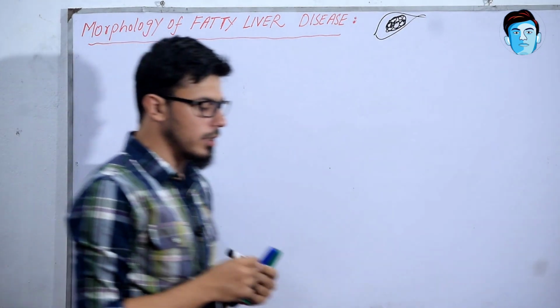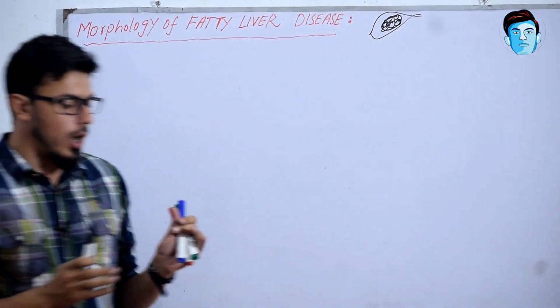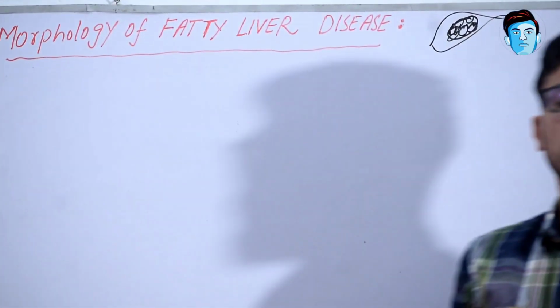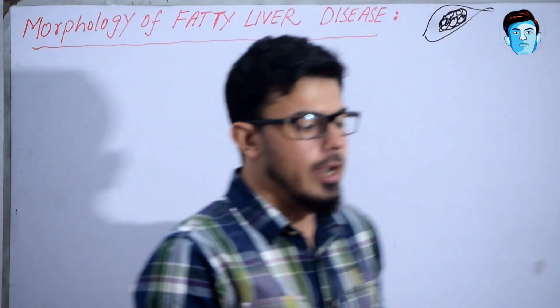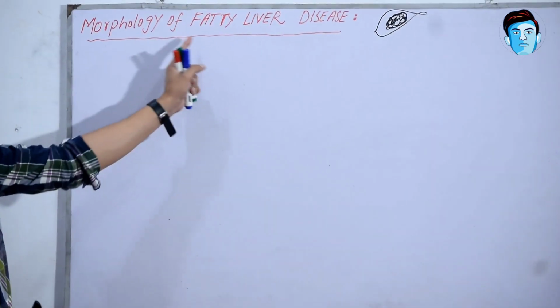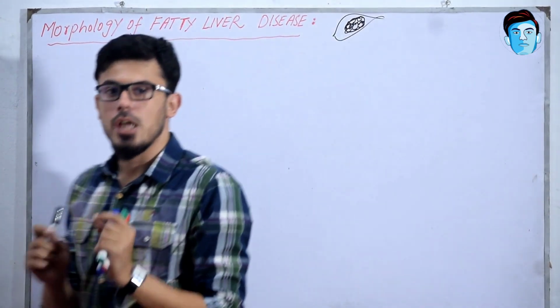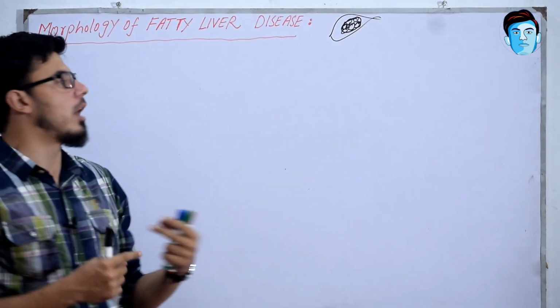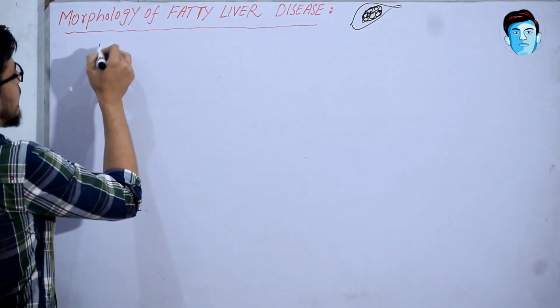So there are two types of fatty liver diseases, that is alcoholic fatty liver disease and non-alcoholic fatty liver disease. Alcoholic fatty liver disease occurs due to consumption of alcohol, while non-alcoholic fatty liver disease occurs not due to alcohol. It is more associated with the obese. We will be discussing alcoholic and non-alcoholic fatty liver disease in successive lectures, but till now we will be discussing just the morphology of fatty liver disease. And remember students, this morphology will be the same for alcoholic and non-alcoholic fatty liver disease.